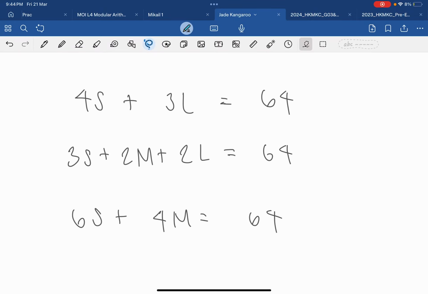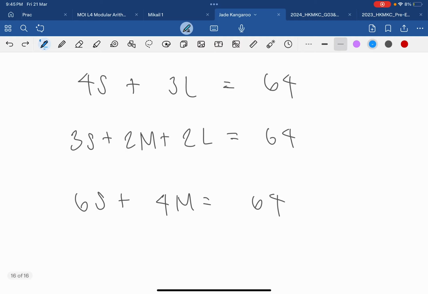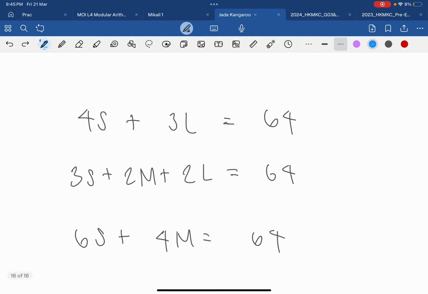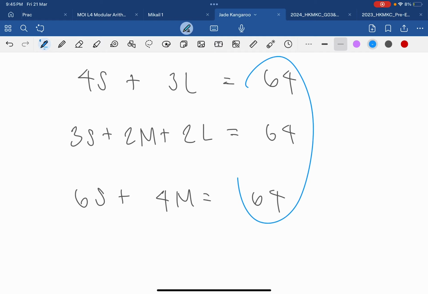All right, is this the last question? No, it's not. Okay, so for this one, right, so each shelf is 64 deciliters. So that's why 4 small plus 3 large, right, is 64. And then 3 small and so on. Basically, I just put it in algebra form. Yep, because there are small, medium, and large bottles. And then, yeah, each shelf is 64. That's why it's all 64.